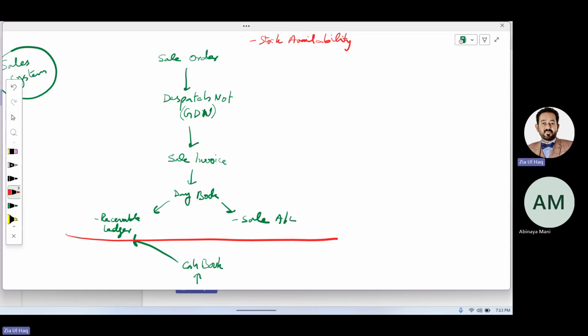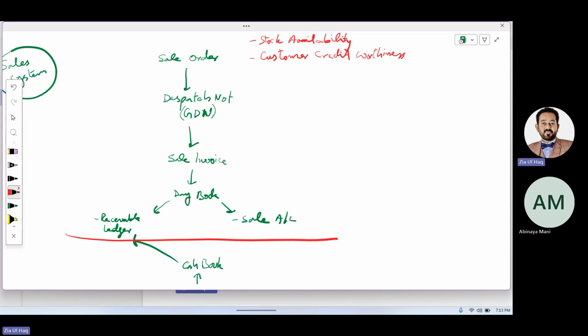And if there is a delay in delivery, the customer can charge you damages because you are not meeting his requirement. So that's why while receiving an order, we need to check stock availability, whether we have that number of units in our stock in our warehouse or not. And we need to check customer credit worthiness. Because if we are selling goods on a credit basis, we need to check whether this customer is credit worthy or not. Will he be able to pay this amount in future or not? If he is not credit worthy, there are chances of bad debts, and you will not be able to recover this money.